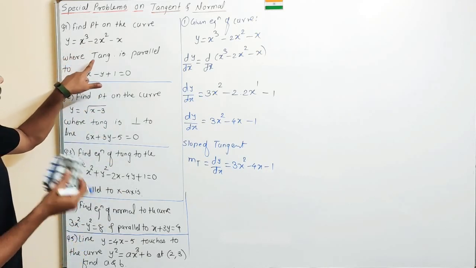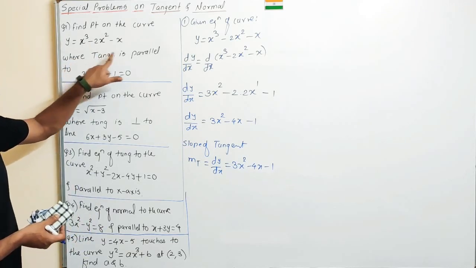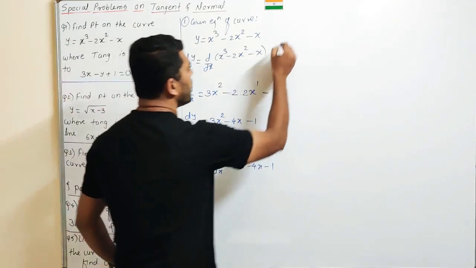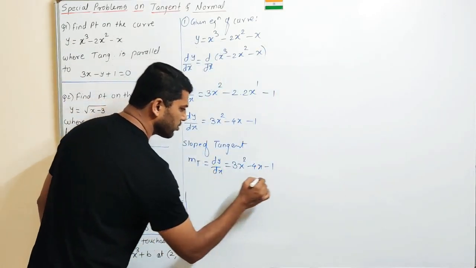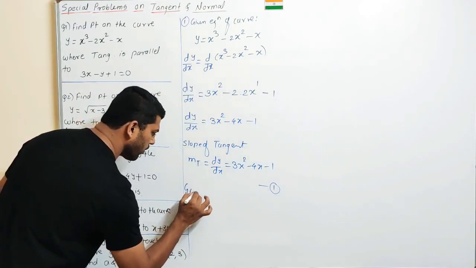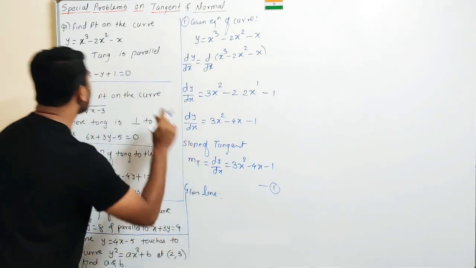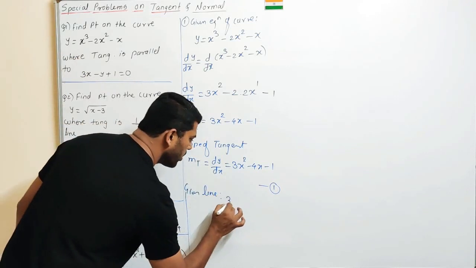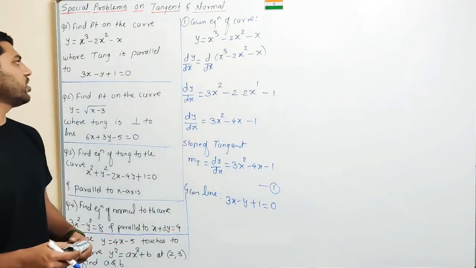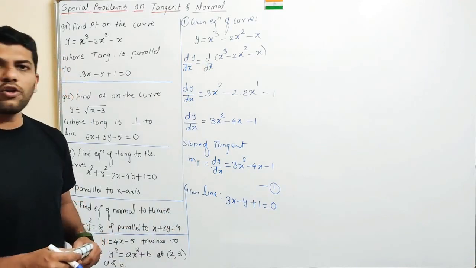Now, according to the problem, the tangent is parallel to this given line. So here I am mentioning the equation of the given line, let's mark this as 1. The equation of the given line is 3x minus y plus 1 equal to 0. So let's find the slope of this line.